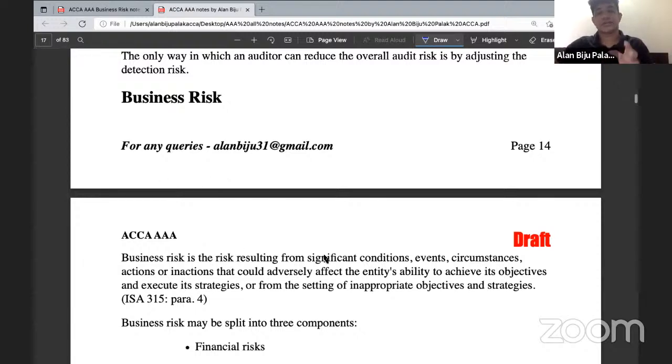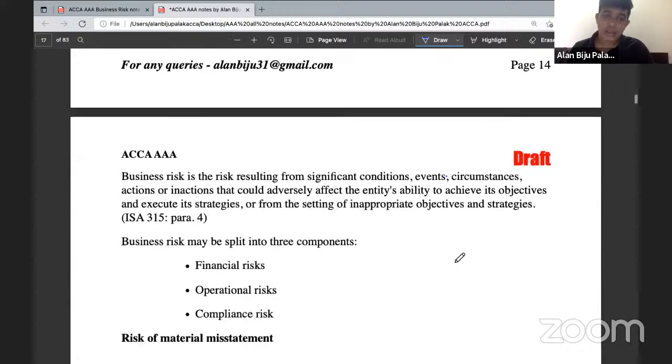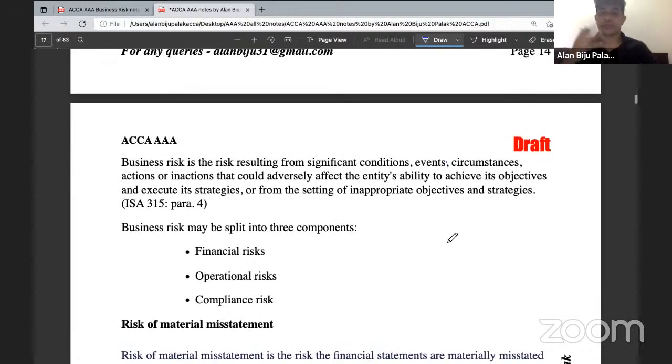The business risk is a risk resulting from significant conditions, events, circumstances, actions or inactions that would adversely affect the entity's ability to achieve its objectives and execute its strategies. Or the entity might be setting some set of inappropriate objectives or strategies, and this is something called a business risk. So always keep it in mind, business risks are pure assumptions. The company has taken some set of objectives or strategies, but in some situations or occasions, the company's actions or inactions will lead the company not to be able to achieve its objectives, and this possibility is known as business risk. And the business risk mainly arises due to three components.